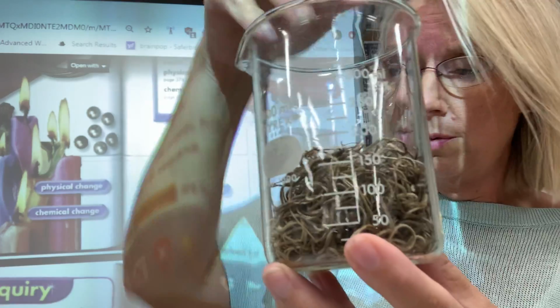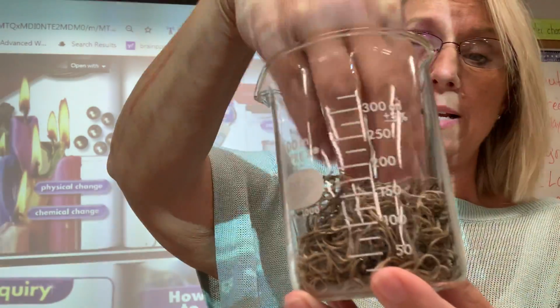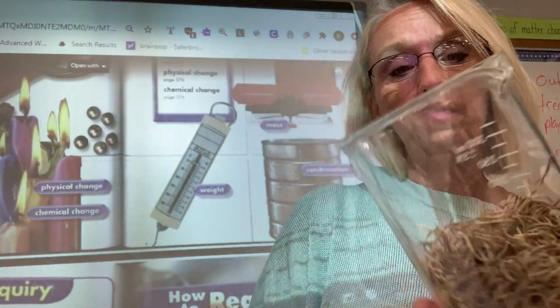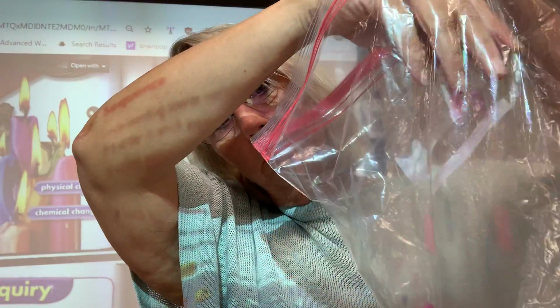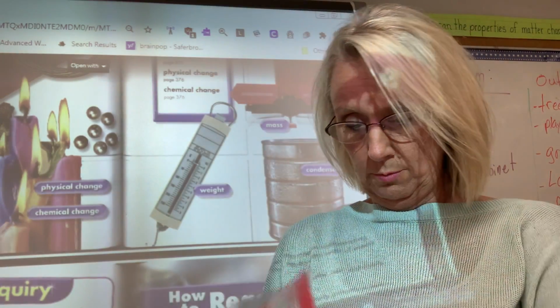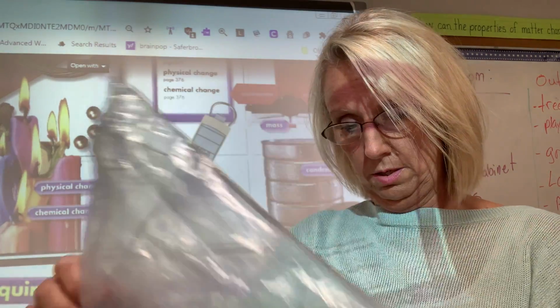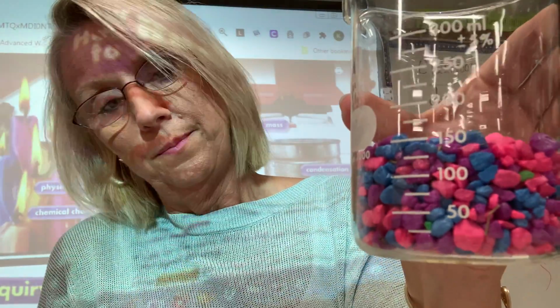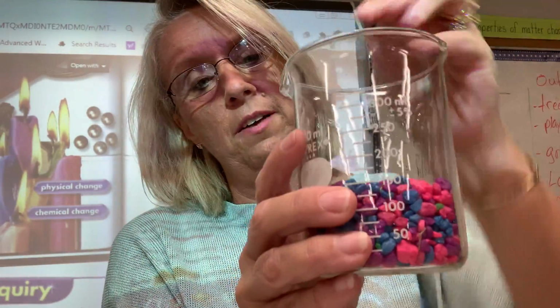Now, we've got to keep in mind that density is the measure of the amount of matter in a given space. 150. Now I'm going to take that out. And then I have these fish rocks. And with the fish rocks, I'm going to put 150 milliliters of fish rock. And they are actually rocks. So when we think about density, it is the measure of the amount of matter.